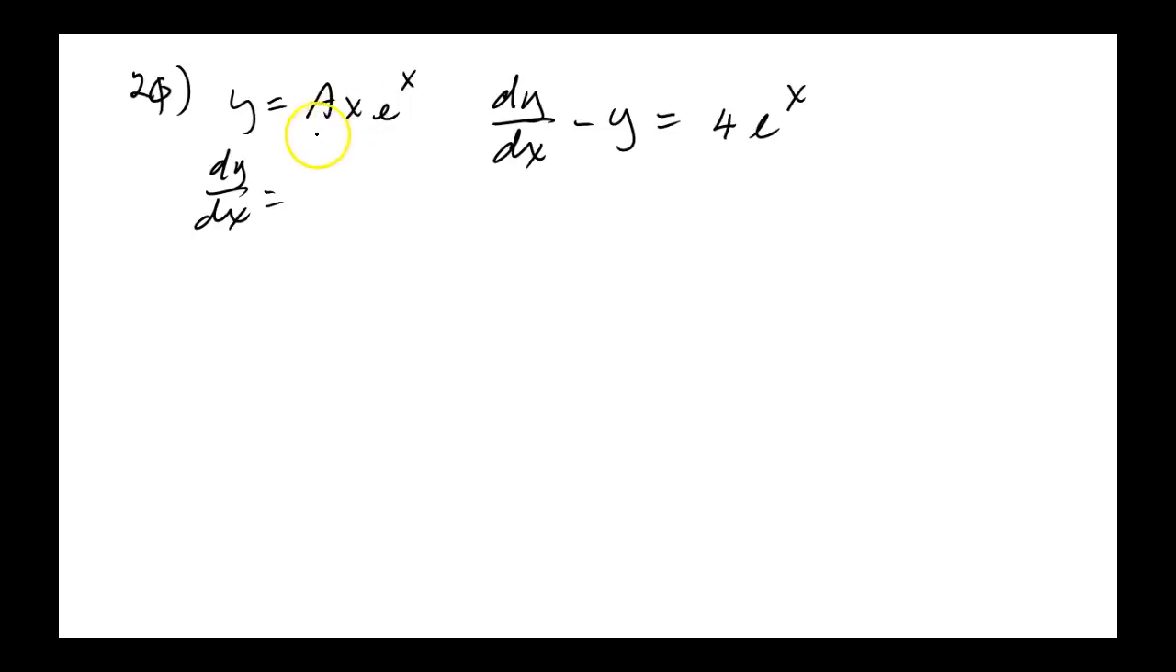All right, so how do you want to start? Take the derivative of ax e to the x. What would that be? A times e to the x, plus the derivative of e to the x, which is just e to the x, times ax. Yeah, you got it.